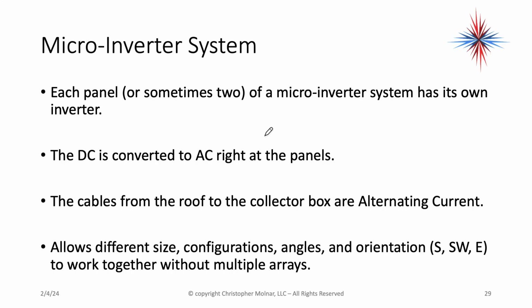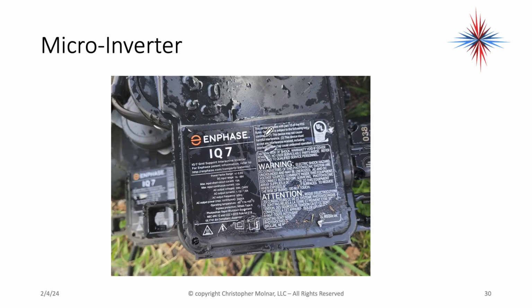This allows different size, configuration, angles, and orientation in terms of direction, south, southwest, east, west, to work together without multiple arrays. This is an example of an N-phase microinverter. It's just a little box that has an inverter inside of it. They're usually addressable, which means they can report back individual panel power usage to a main collector.